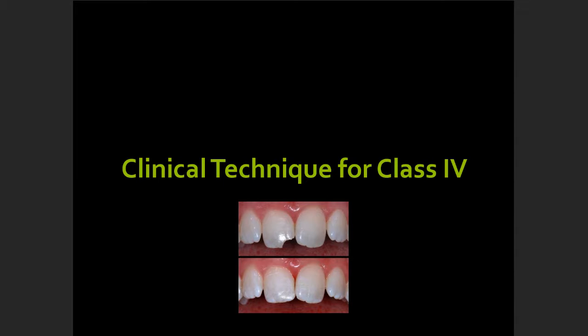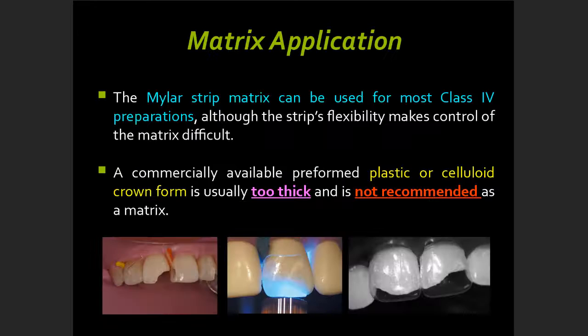Now we do the class 4 cavity. Now you can see in the picture, the mesial incisal edge has been fractured. Now again the steps are the same. Any region you are restoring, the basic steps are the same.